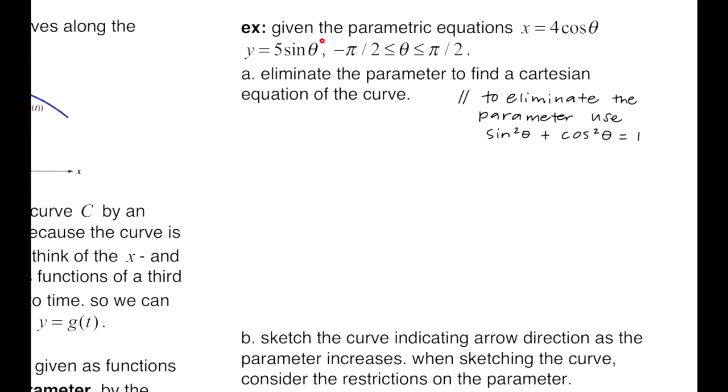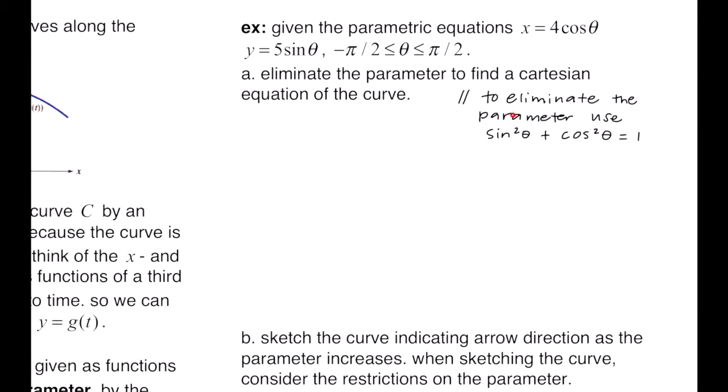This example says, given the parametric equations x equals 4 cosine of theta, y equals 5 sine of theta, and theta is in between negative pi over 2 and positive pi over 2 inclusive. Part A says eliminate the parameter to find a Cartesian equation of the curve. And I have a note over here. It says to eliminate the parameter, we're going to use the Pythagorean trig identity, sine squared of theta plus cosine squared of theta equals 1.